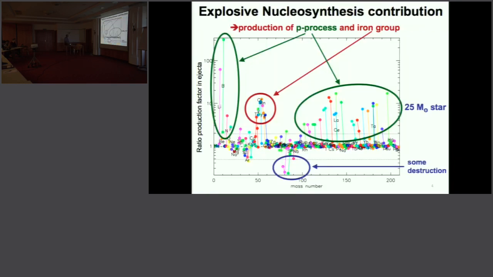Here's a plot done by Alex Hager, where he was looking at the yields he had from just the stellar evolution. He normalized to a factor of one, dividing the final yields by the yields he had from the star. So if it's one, that means it's not affected much by the explosion. And then there are places where he produced extra elements during the explosion. All these are elements that he's producing during the explosion. He produces a lot of iron group elements when he sends a shock through the star, some p-process elements, and he destroys some elements as well.